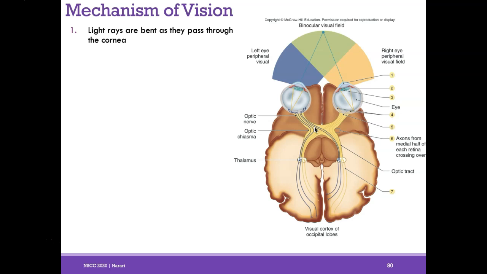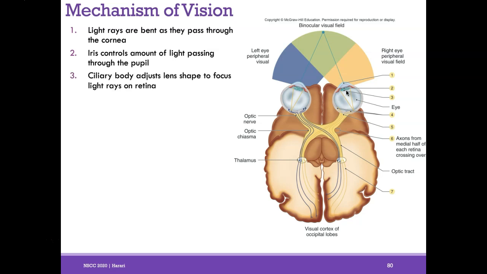So let's just review the mechanisms of vision. First, light is bent as it passes through the cornea. Depending on how far away the image is and the light conditions of the environment, the iris will control the amount of light passing through the pupil. Right, we spoke about those muscles that constrict in response to parasympathetic or sympathetic stimulation. The ciliary body also helps adjust the lens, so the shape can accommodate and focus the light rays on the retina.